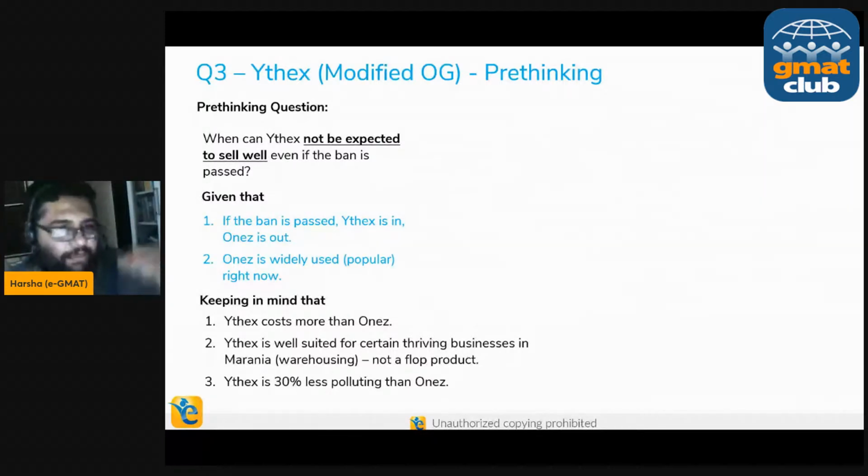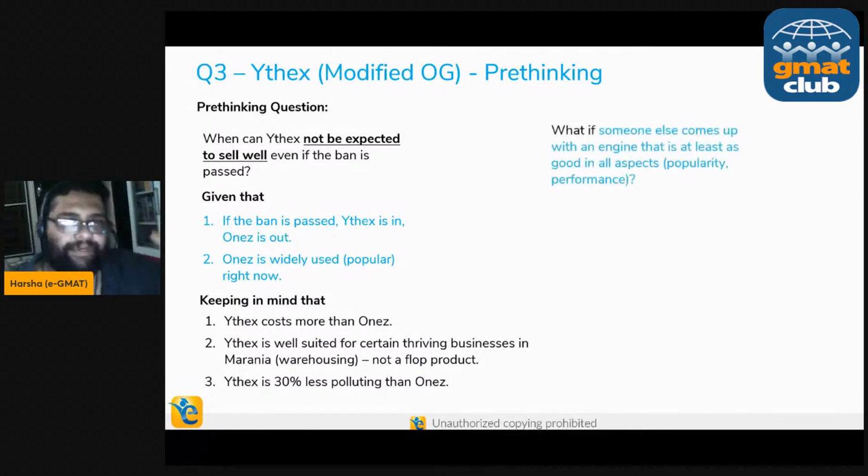Which is why the most immediate logical gap, the most immediate organic pre-thinking that will come to mind is, what if some other third party comes up with an equally or even better product than Vitex to fill this gap? The entire logic of the argument depends on space being created for Vitex thanks to Ones moving out. But what if somebody else comes in instead of Vitex with an even better product, or at least an equally good product in terms of being as popular, as good in terms of the pollution limits, clean running, whatever it is? In such a case, can you still expect Vitex to sell well?